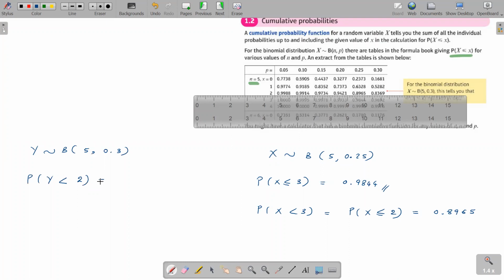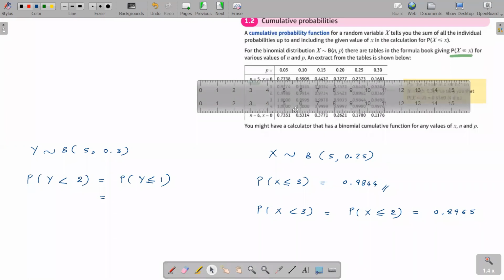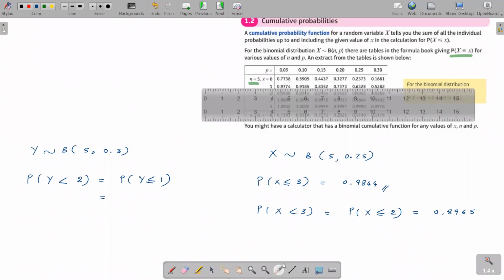Less than 2 means what are the values that we can include? 0 and 1 only. 2 you cannot include. So I can write this as an inequality as y is less than or equal to 1. So what is y less than or equal to 1? Go to the table. The n value is 5. The simple x value is 1, right? Are you with me? Then you go to 1 here. And the probability of success 0.3. What's the answer? 0.5282. Guys, can you see what I'm doing over here? Is this part clear? Okay.